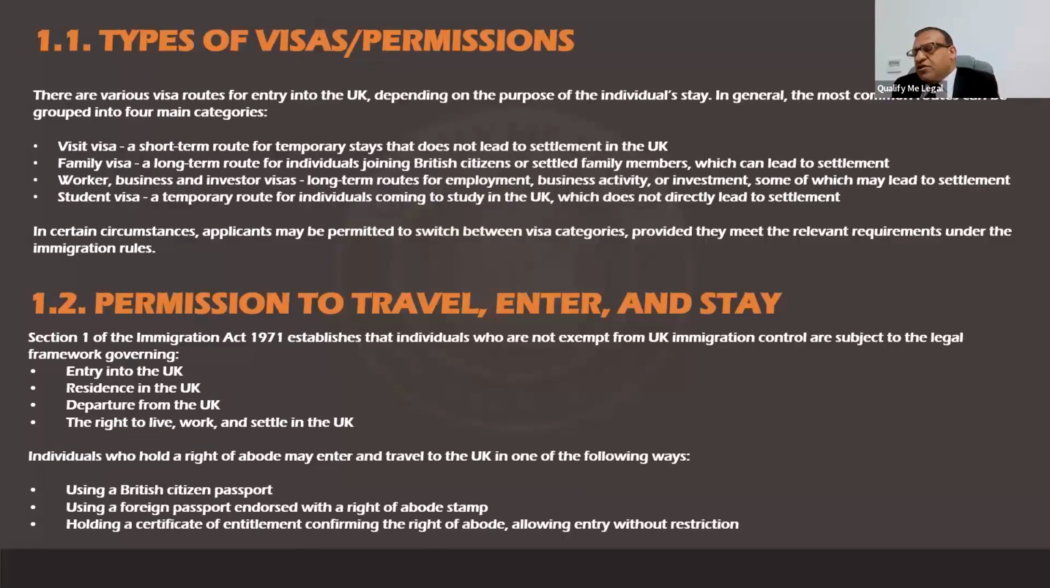As I told you, all people would need a permission or a visa for the purpose of entry into the UK, and it's a general rule according to the Immigration Act 1971. However, there were certain exemptions. Now we are dividing the types of visas and permission into four categories. The first category is called visit visa. The second category is called family visa. Then we have worker, business, and investor visa. And the fourth category is called student visa.